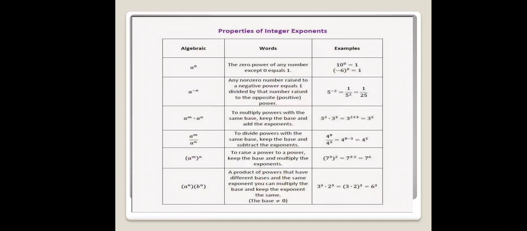For a product of powers that have different bases and the same exponent, you can multiply the bases and keep the exponent the same. For example, 3 cubed multiplied by 2 cubed. Here we multiply 3 and 2, and the exponent remains the same. Then we get 6 cubed.